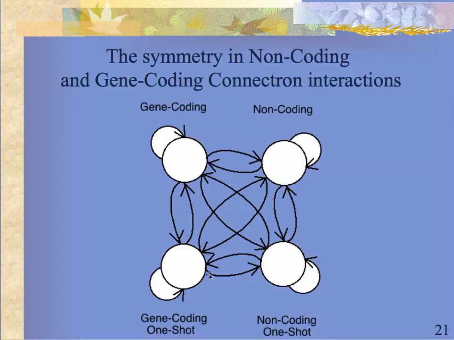They can affect those of the gene coding variety or non-coding variety, and vice versa. So you have this whole matrix of possibilities of interaction of different types of connectrons with each other, and there are statistics for each of these pathways, and these pathways occur in all genomes.